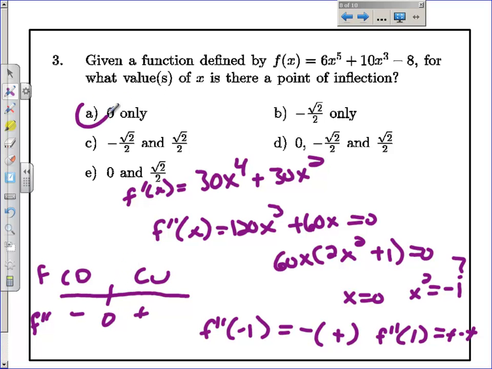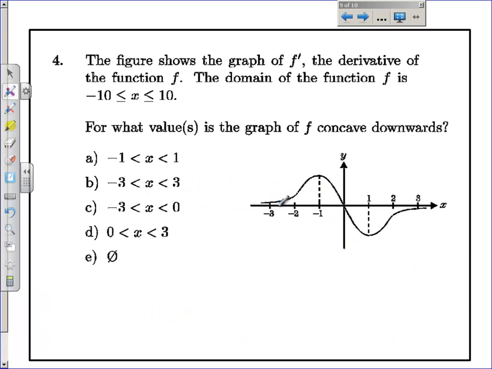All right, let's take a look at this. For what values is the graph of f concave down? Notice that this is f prime. So concave down means f prime is decreasing. This is a graph of f prime. Where is it decreasing? It's decreasing from negative 1 to 1. So that is right there. So you might sometimes have to look at f prime to figure out concave up and concave down.